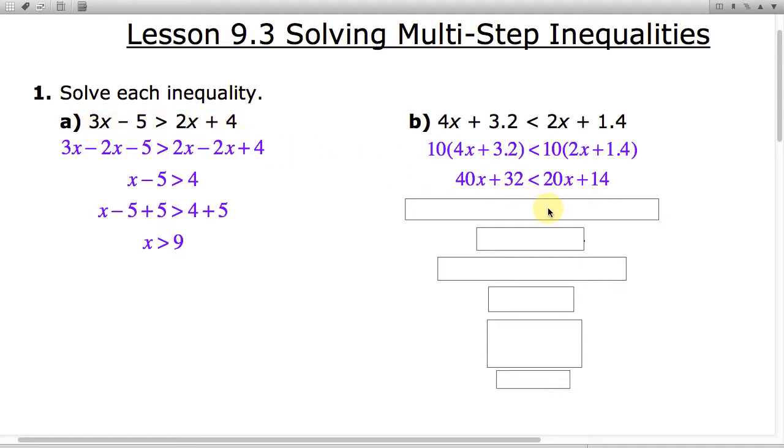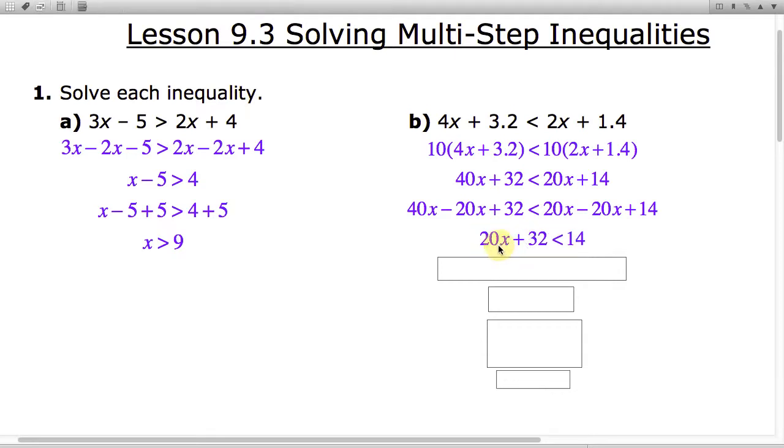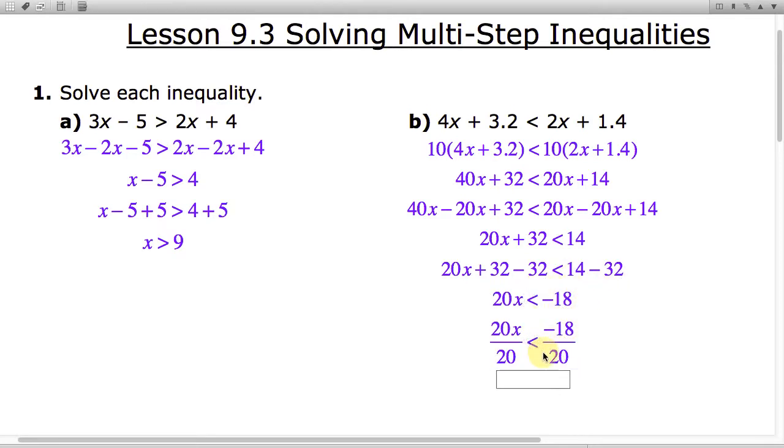From here, it's very similar to what we started with in 1a. So you want to move the variable terms to one side, constants to the other side, and divide by the coefficient of the variable. So I subtract 20x from both sides. That leaves me with 20x on the left, and I subtracted 32 from both sides. That leaves me with negative 18 on the right, and divide both sides by 20. It gives me x is less than negative 0.9.